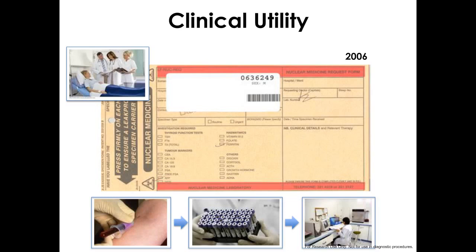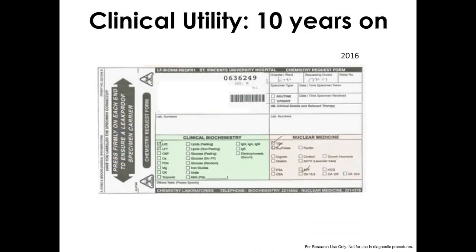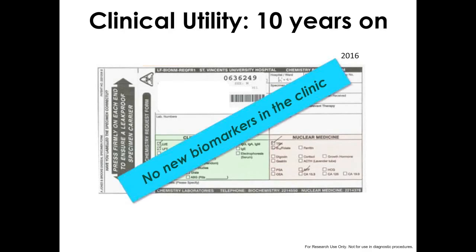This is that form in 2016. If you return to the same hospital 10 years on, you'll see that the form looks different. And indeed it is different because two hospital departments have merged and they've put both of their tests on one form. There's been a change of font and a change of color. But the reality is that there are no new biomarkers, there are no new tests on that form. So over the 10 years in which we've been excited about developments in genomics and proteomics and metabolomics, there are no new tick boxes on these forms that enable clinicians to make better informed decisions about their patients.